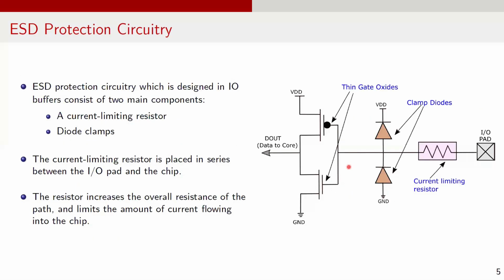The ESD protection circuitry, which is designed in the I/O buffer, consists of two main components, a current limiting resistor and diode clamps. Let's find out how these components help to safeguard the chip during an ESD event. The current limiting resistor is placed in series between the I/O pad and the chip. When the ESD event occurs, the sudden surge in voltage causes a potential spike. The resistor increases the overall resistance of the path, which helps to limit the amount of current flowing into the chip. This reduced current flow minimizes the risk of internal damage.